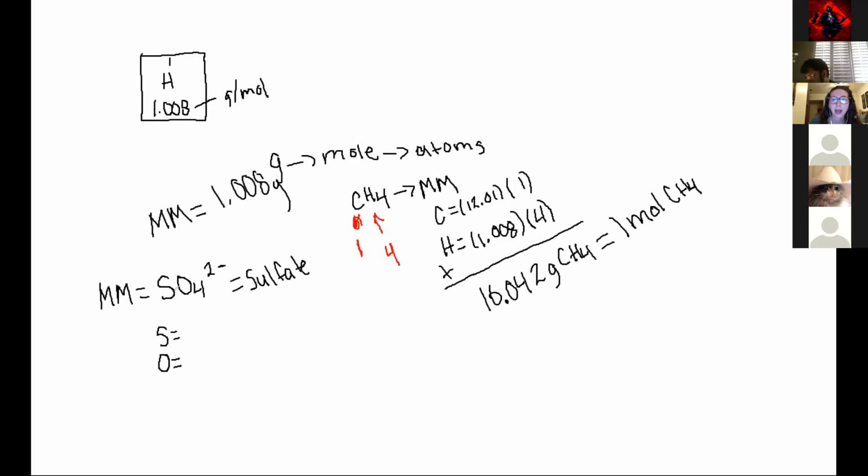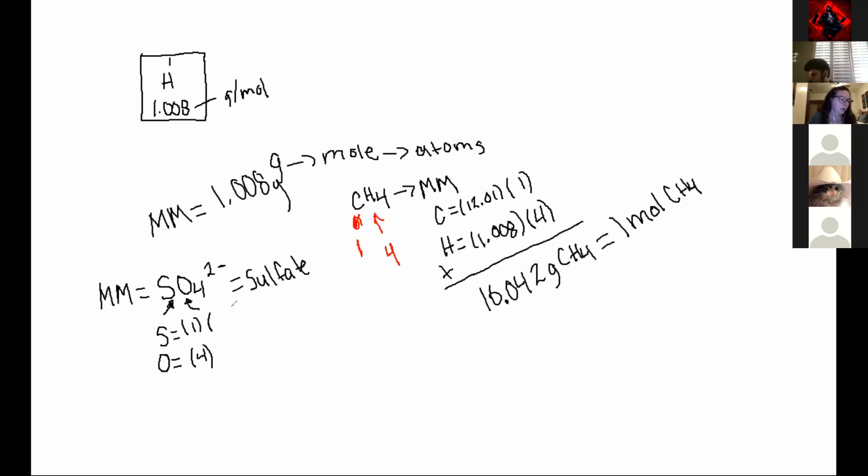Then we want to determine how many of sulfur we have and how many of oxygen we have. So we only have 1 sulfur, right? And does somebody want to speak up and tell me how many oxygens we have? We have 4 oxygens. Perfect. So from here, what we need to do is multiply the moles, right? Because that 1 represents 1 mole of sulfur, and that 4 represents 4 moles of oxygen. So we want to multiply our moles of sulfur times our atomic weight of sulfur.